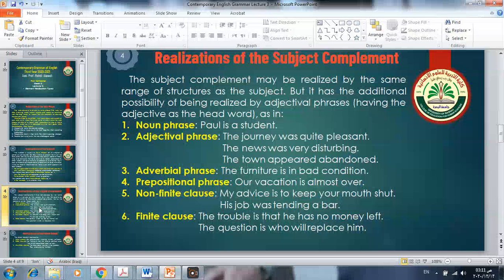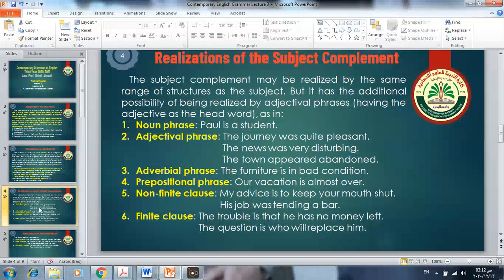Adjectival phrase. The journey was quiet and pleasant. So, quiet and pleasant is the adjectival phrase. Of course, it may also be composed of an intensifier plus an adjective. The news was very disturbing. The adjectival phrase here is represented by the degree adverb very plus the -ing participle adjective.